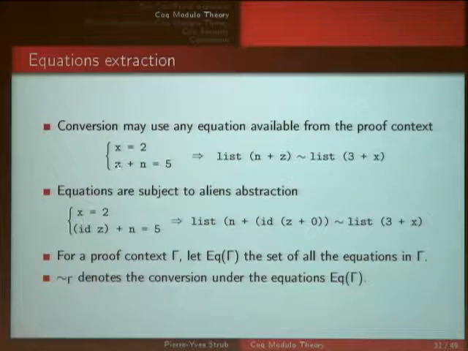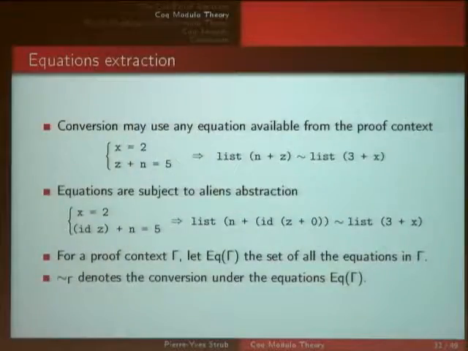Of course, for the exact same reasons, you want the equation extraction to be subject to alien abstraction, meaning that if I replace z by identity applied to z, and if I replace n plus z by n plus identity applied to z plus 0 plus n, then I want to abstract this alien and that alien with the same variable. So for proof context gamma, what I will write EQ of gamma will be the set of all the equations I can find in gamma, including equations which are not fully algebraic. And now my conversion relation, which was written with a simple tilde, will be written tilde gamma, which denotes the conversion under the equations I can find in gamma.